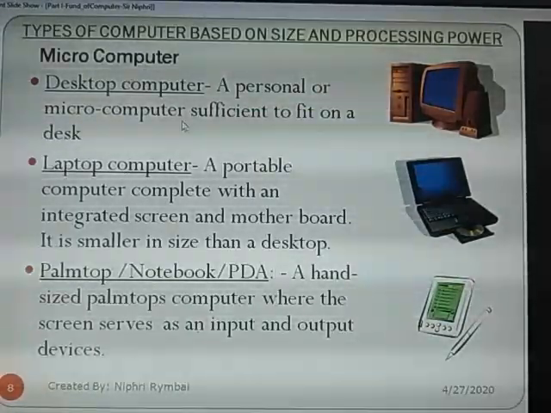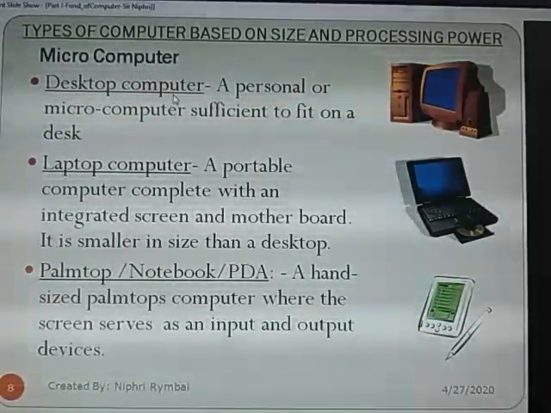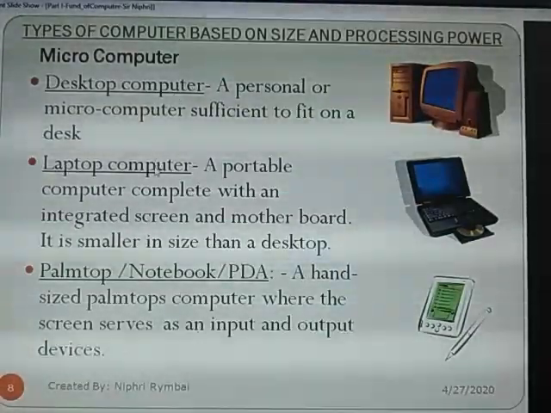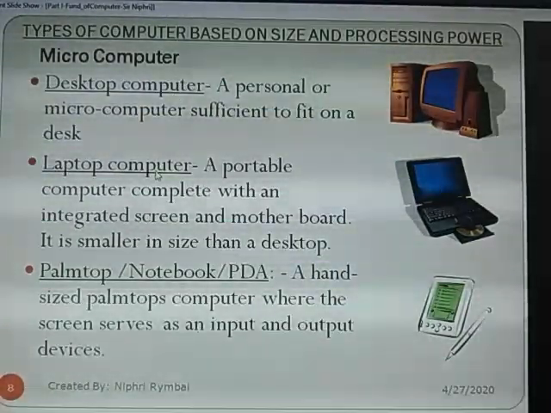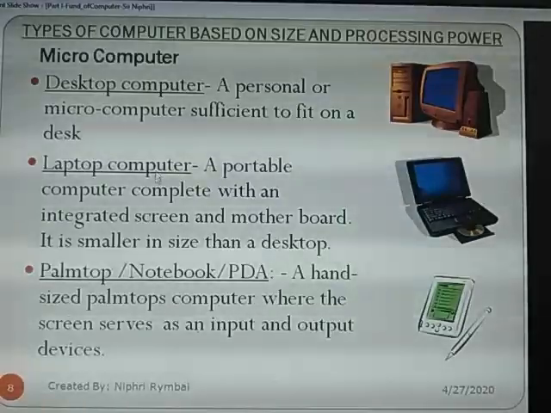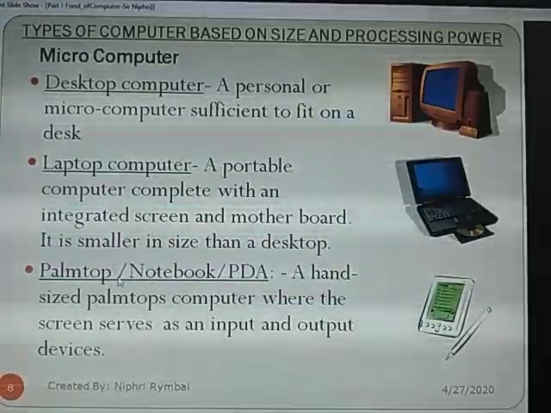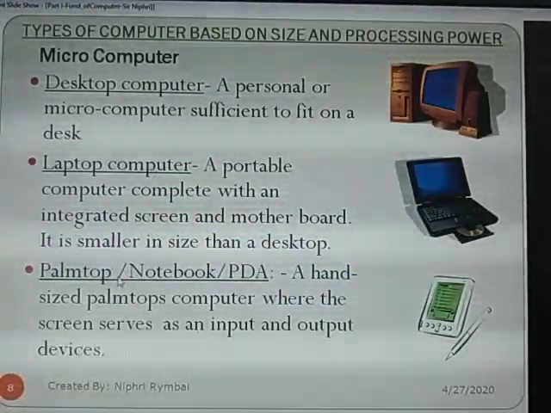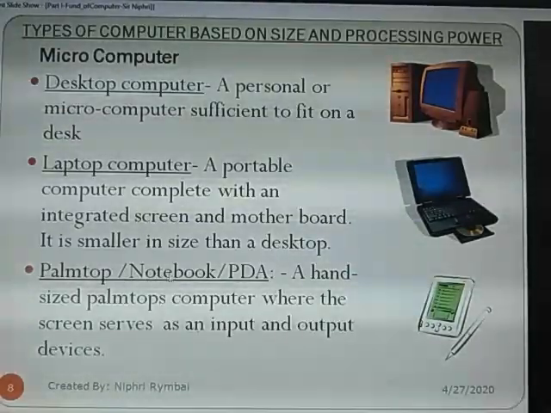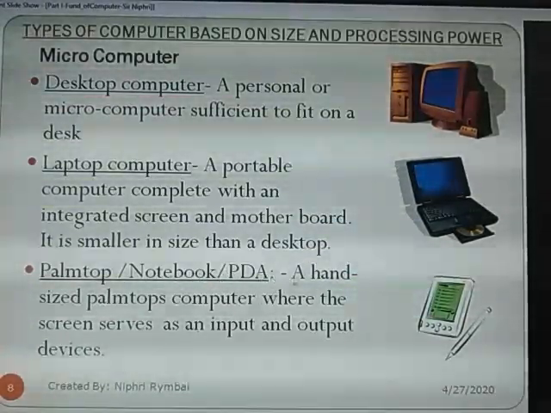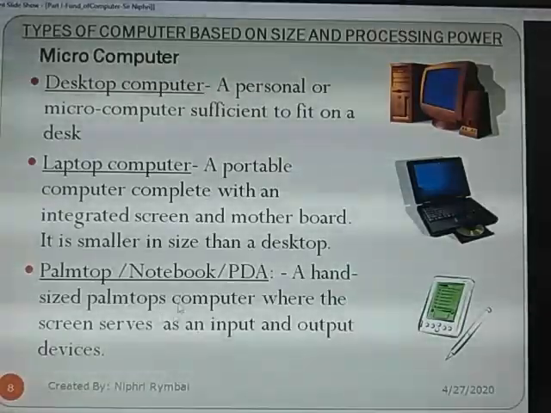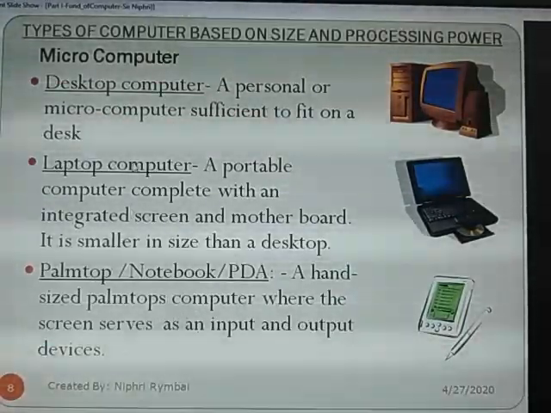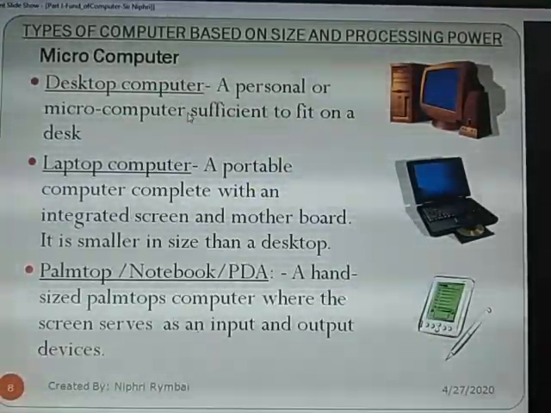The computers that fall in this category are like the desktop computer, which fits on the desk, the laptop computer, which is easy to carry from one place to another, and even those small size devices like palmtop, notebook, and PDA. Even the smartphone falls under this category. They fall under the microcomputer.